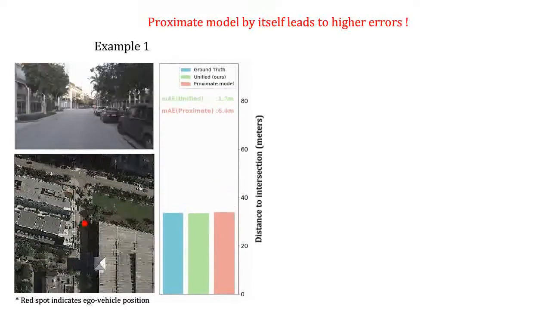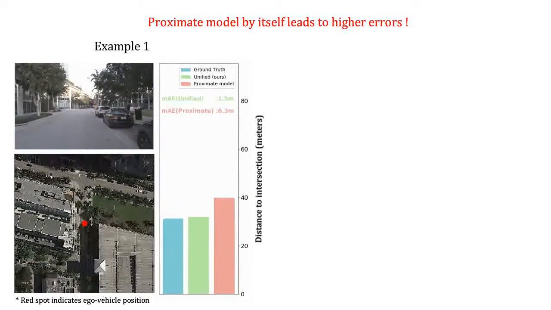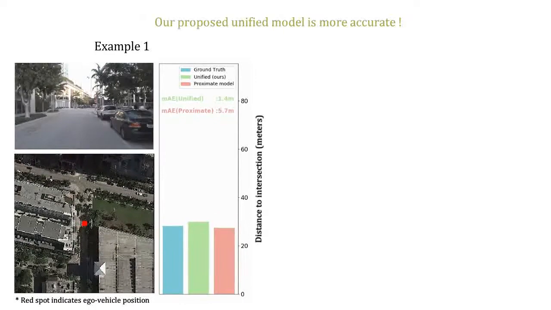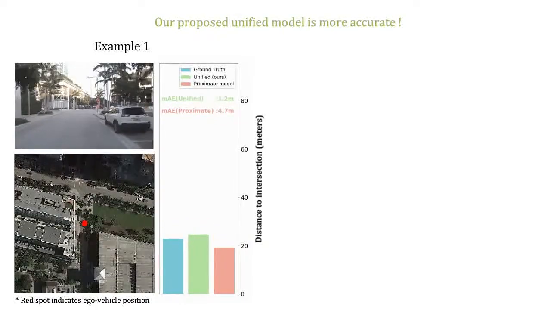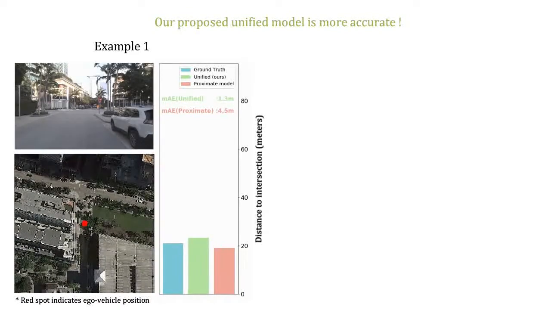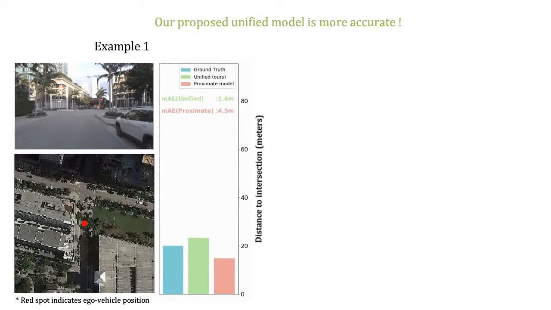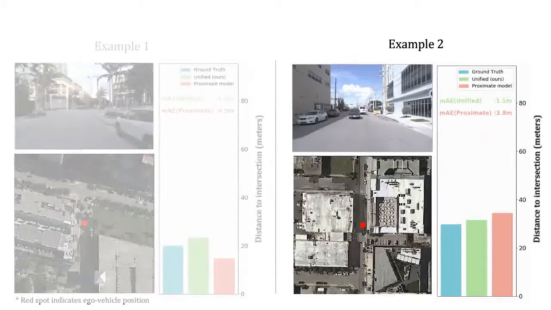The proximate model by itself leads to higher errors due to perspective foreshortening. Our unified model is more accurate, as the aerial imagery has a uniform spatial resolution for distance estimation. We show another example where the same behavior can be observed.